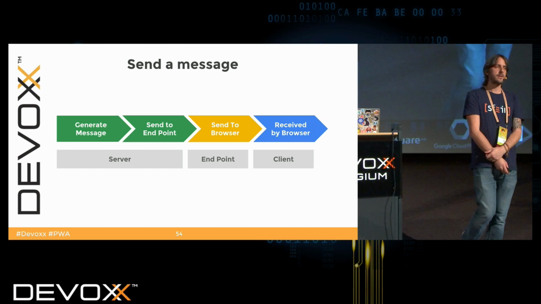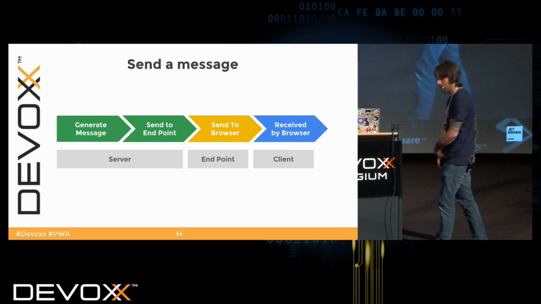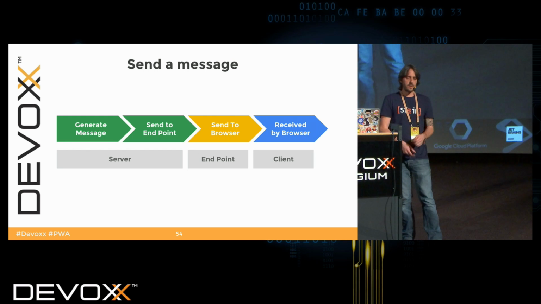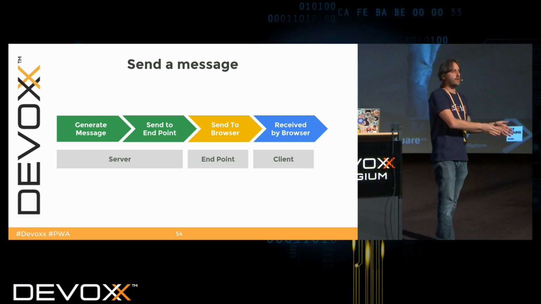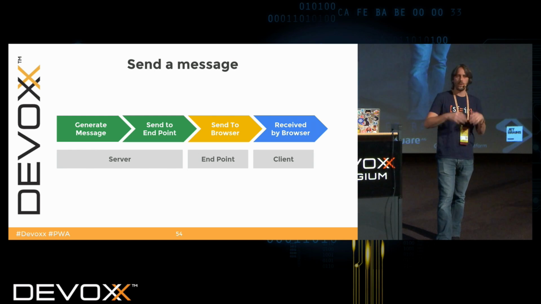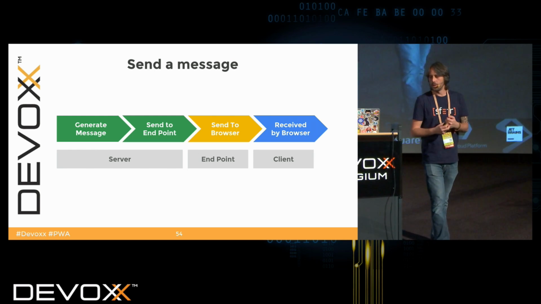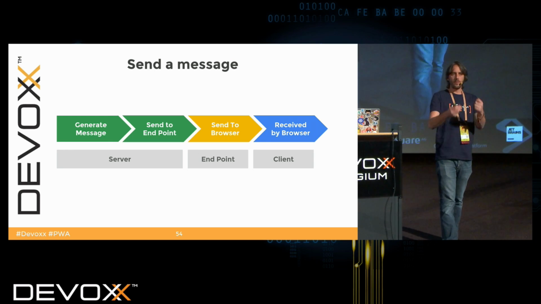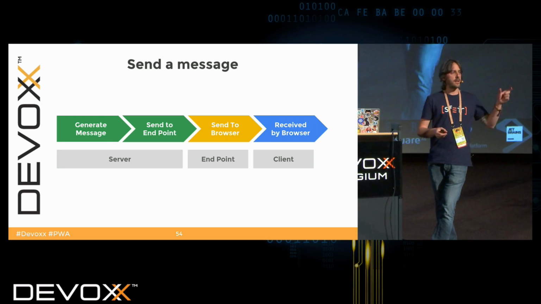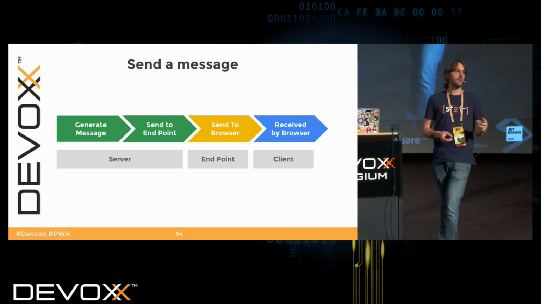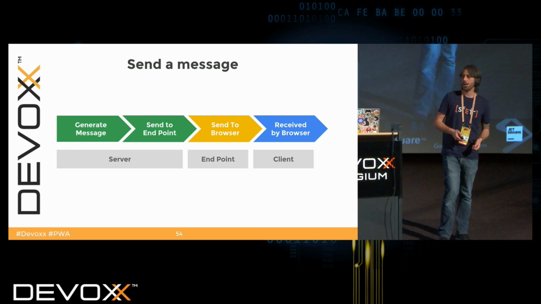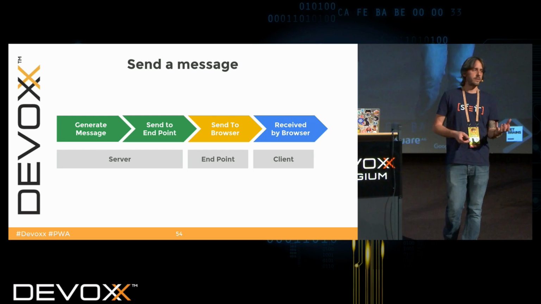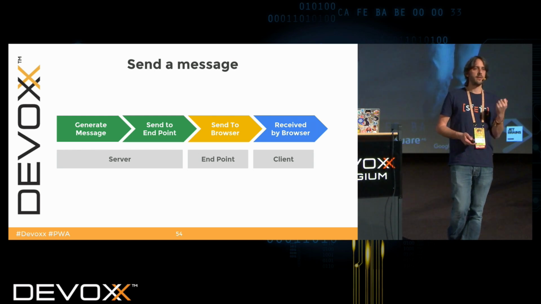Okay, so how do we send a notification to the user? There is no direct communication between your server and the user. You have to use what we call an endpoint server. So when you want to send a notification, you have to generate a message and send it to the endpoint, and the endpoint, with the ID that you saved during the subscription, is able to send the notification to this particular user. And then the browser receives this notification.